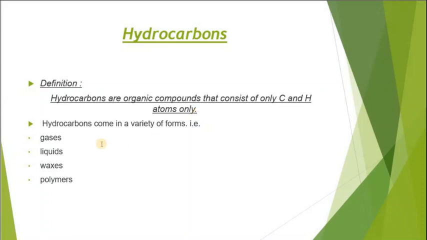Hydrocarbons come in a variety of forms. They may be gases, they may be liquids, they may be waxes, or they may be polymers. Among gases, you are familiar with methane and propane gas. As liquids, you are familiar with hexane and benzene, etc. Waxes contain naphthalene and paraffin wax, and polymers contain polyethylene, polypropylene, polystyrene, etc.